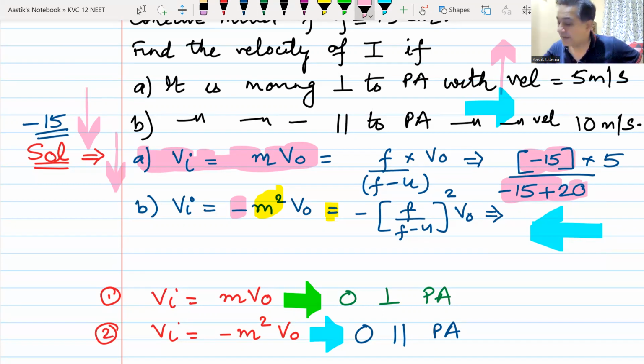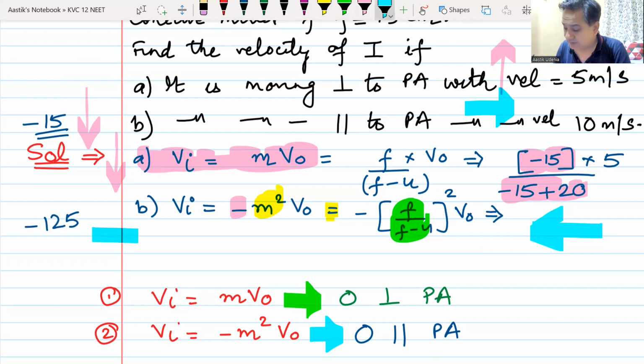In the second case, let us calculate the answer. It is f upon f minus u, squared. So minus 15 divided by 5 is minus 5. Minus 5 squared is 25. 25 multiplied by 5 is 125. So the answer in this case would be minus 125. It is minus. If the object is moving like this, the image would be moving like this. Do we understand this? Did you get the same answer?